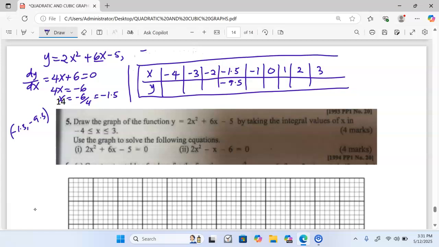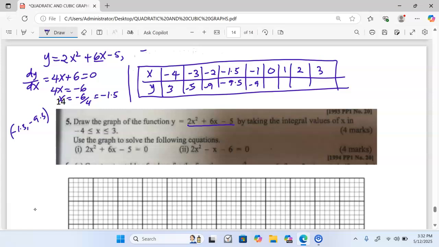After we have the values of x, we can now use them to get the values of y. Then we go to the table directly. When the value of x is −4, you substitute it here so that you get the value of y, and the value of y is +3. When x is −3, you get −5. When x is −2, you get −9. When it is −1, you get −9.